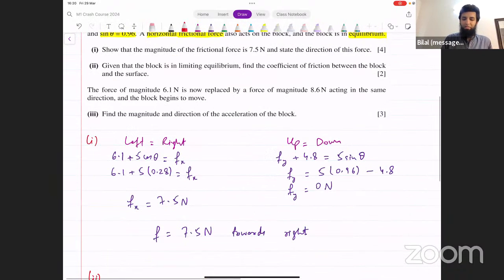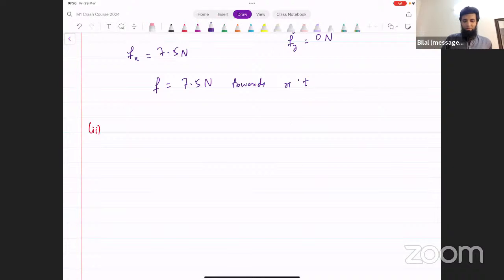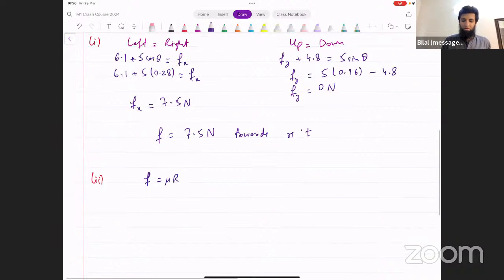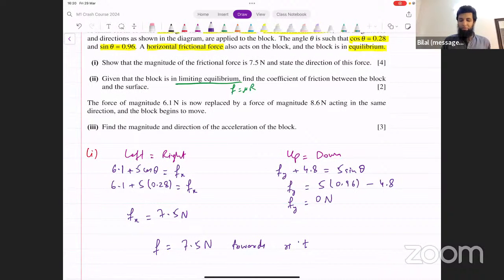Now, what does limiting equilibrium remind you of? Whenever you see limiting equilibrium, that should remind you of F equals mu R. All right, F equals mu R. Now, friction is 7.5. It says it's in limiting equilibrium. If it's in limiting equilibrium, F equals mu R. What we need to find is the coefficient of friction.